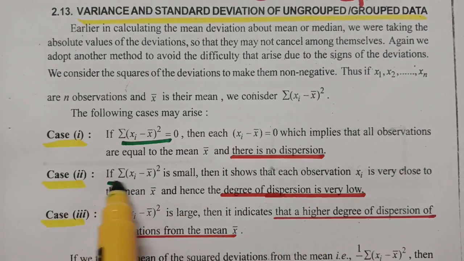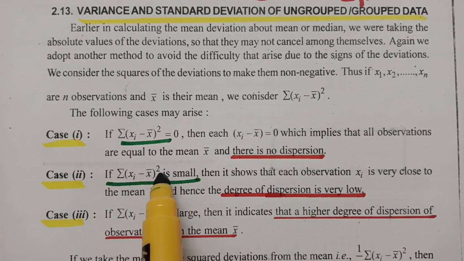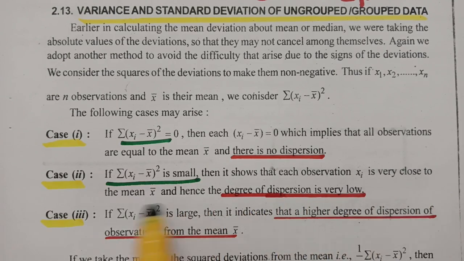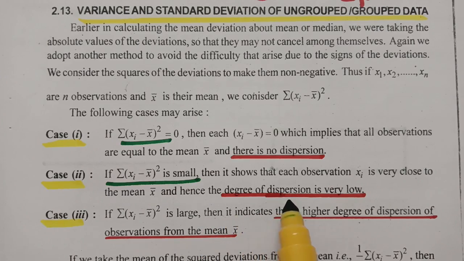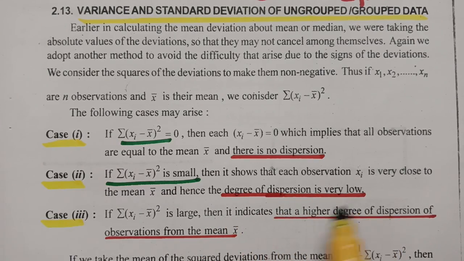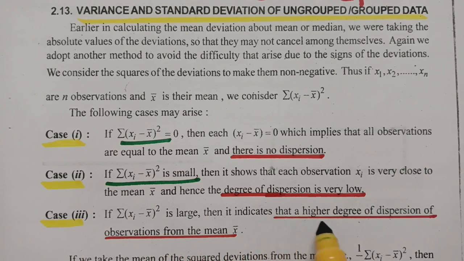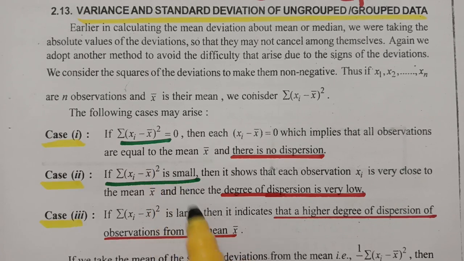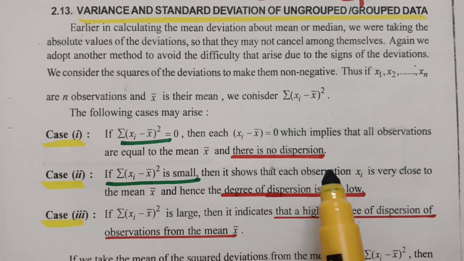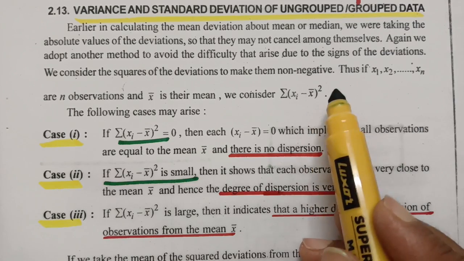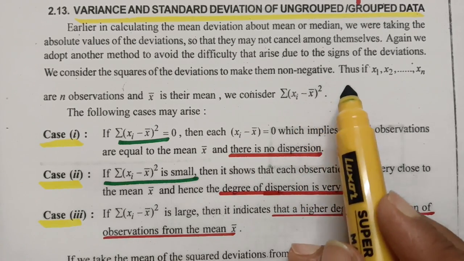If sigma (xi minus x bar) whole square is small, then it shows that each observation xi is very close to the mean value and hence the degree of dispersion is very low. If it is large, then it indicates a higher degree of dispersion of observations from the mean x bar. So these are the three cases here. In order to avoid negative values, we have found another formula, which is the square, that is (x minus x bar) whole square.